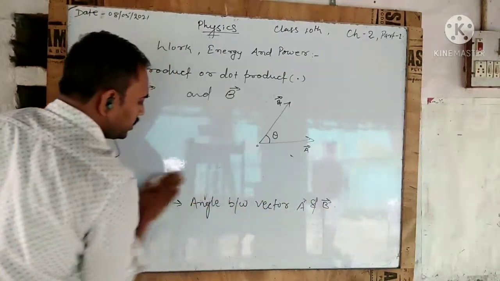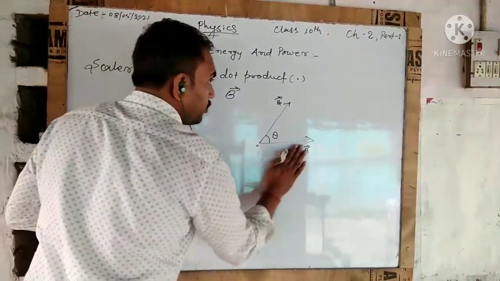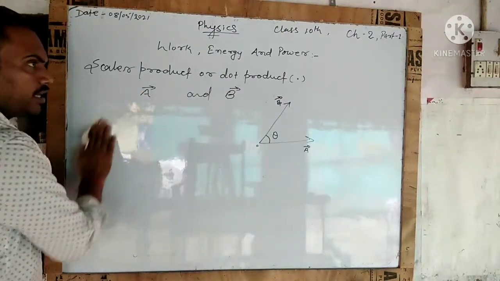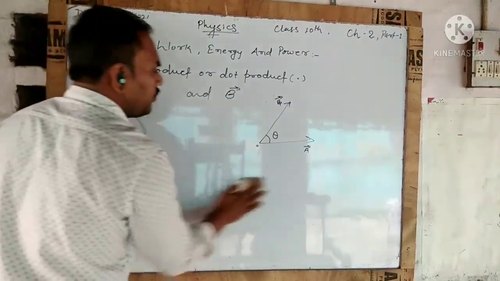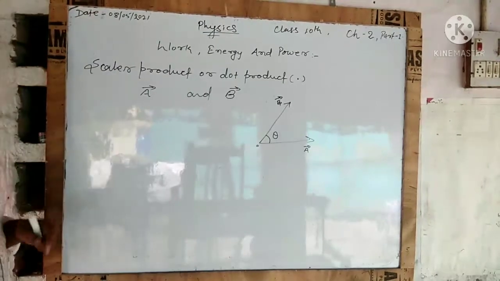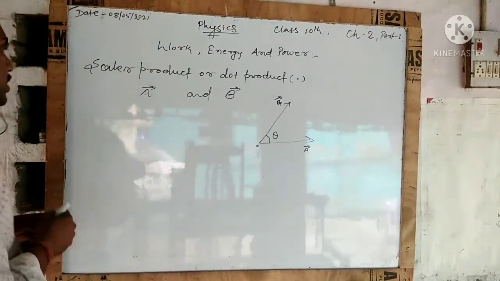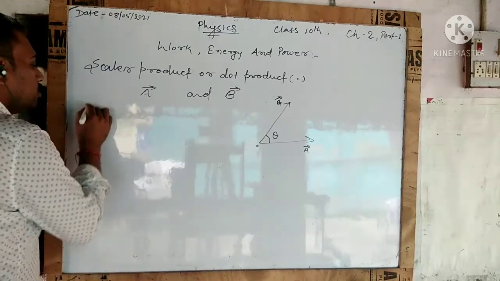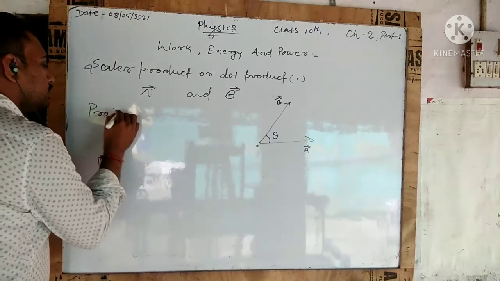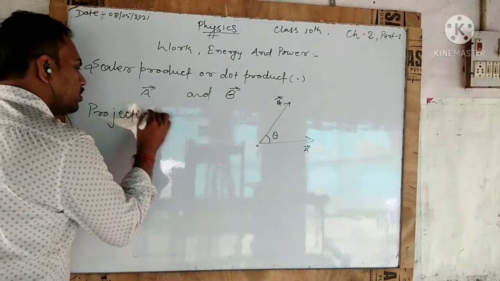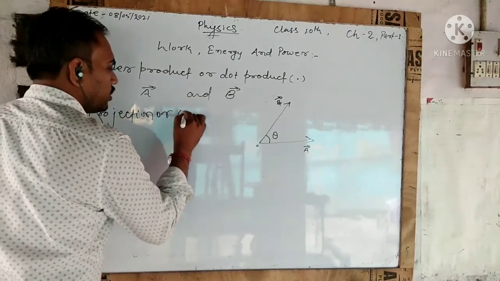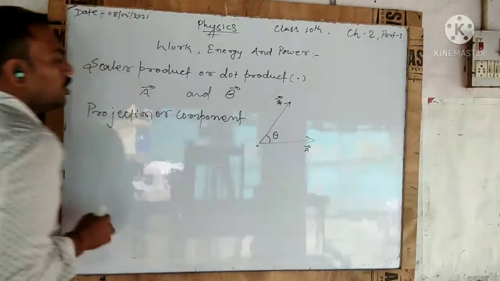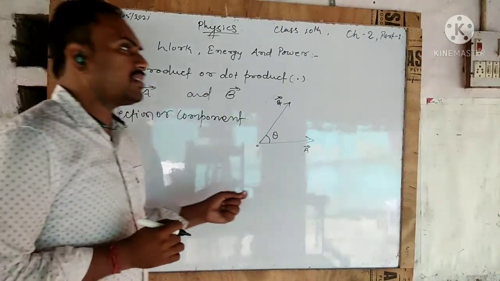For studying this, you have to understand the projection of vector B on vector A. What is projection? That is also known as component. Projection or component, okay. Projection means shadow.